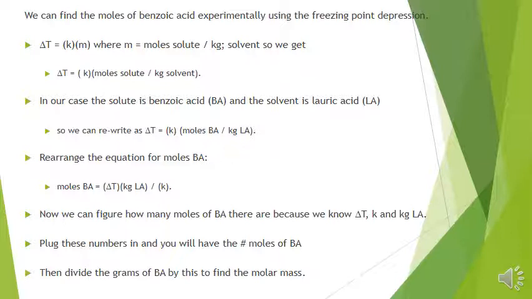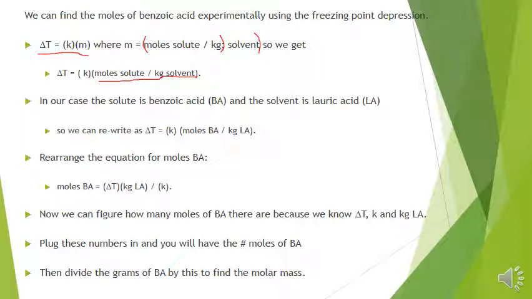So what we can do is figure out the moles of benzoic acid experimentally, and we have the grams. Once we find the moles, we can take the grams divided by moles, and we'll get the molar mass. So here's the freezing point depression equation, where m stands for the molality, moles of solute per kilogram of solvent, so you can write it out like this.